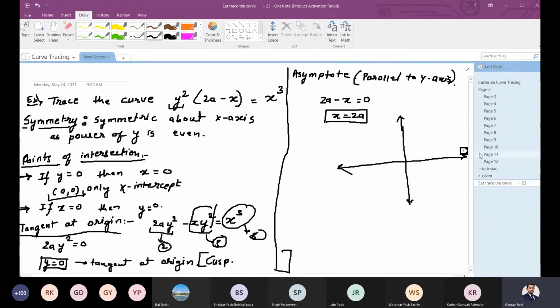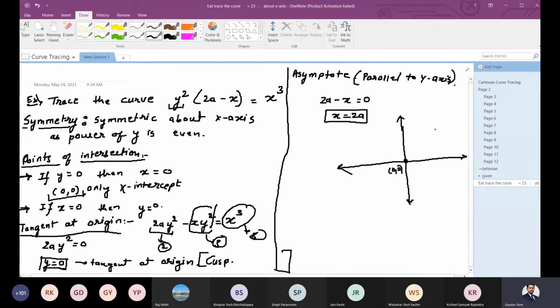Then the curve is intersecting only one point, which is 0, comma 0. This is the point of intersection. What is the tangent at this point? Tangent at origin is y equal to 0, which is nothing but x-axis. This is the tangent. Okay. This line is the tangent. Now we have the asymptote x equal to 2a.